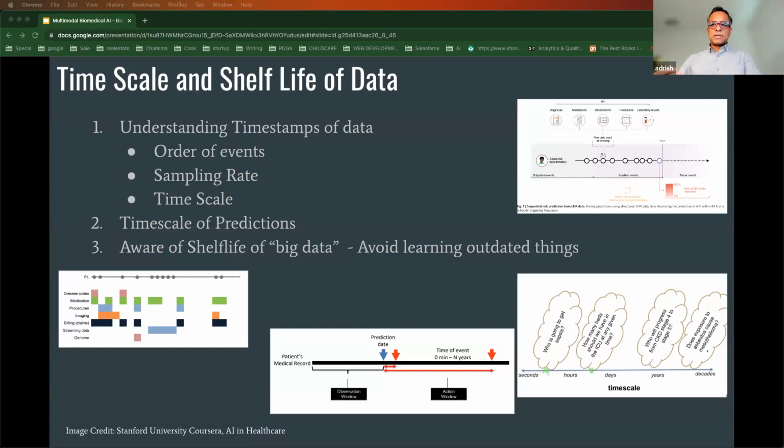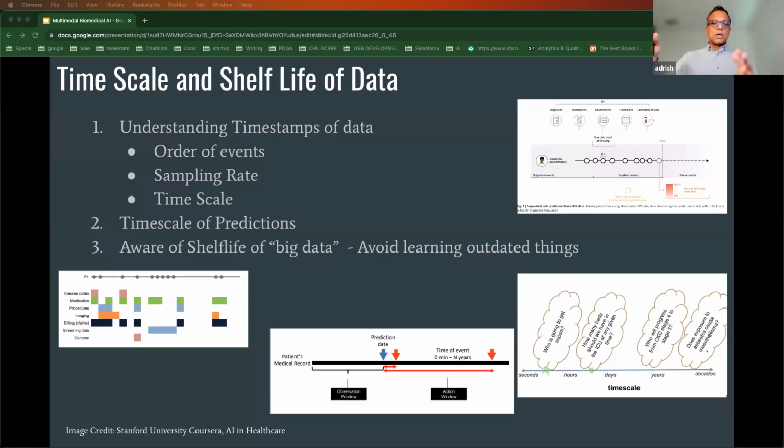Let's say you get something from Fitbit, and you get something from Apple Watch, and sometimes data could be sent every hour. Sometimes it could be sent every second or every couple of days. So depending on the time frame, your data might be a little bit different. So you have to understand the sampling interval that you have. And also, the order of the events is important.